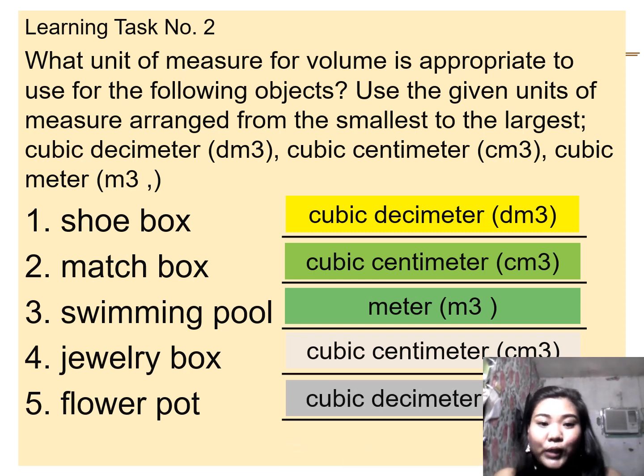Remember, guys, in choosing the appropriate unit of measure for volume, remember the sizes. There are only four sizes: cubic millimeters, cubic centimeters, then cubic decimeter, then cubic meter. So, those are the four. Okay? Next.